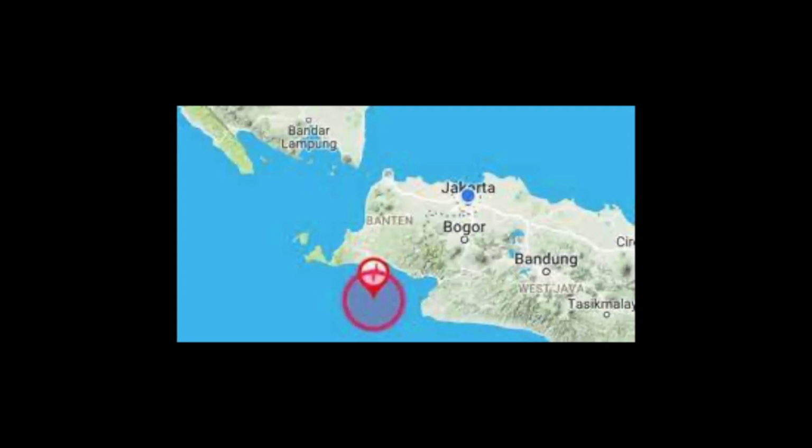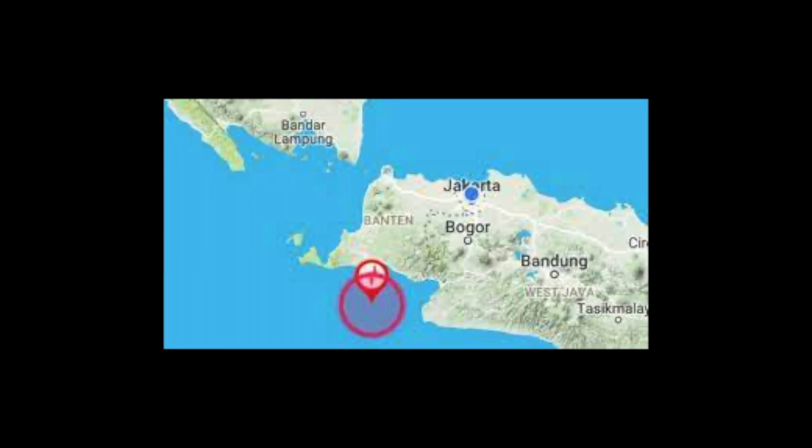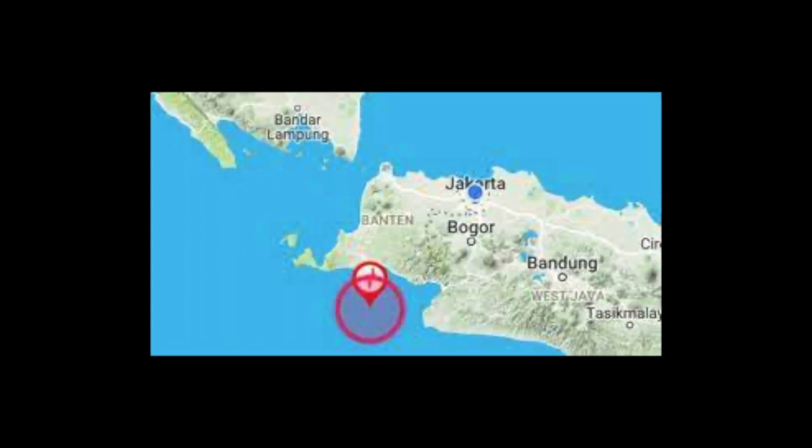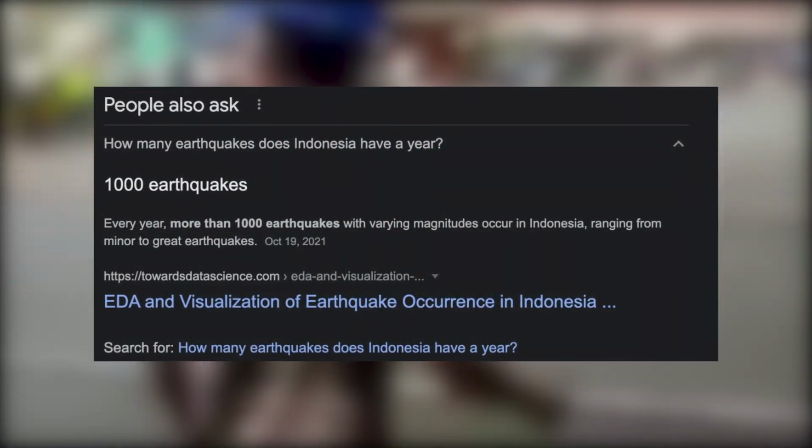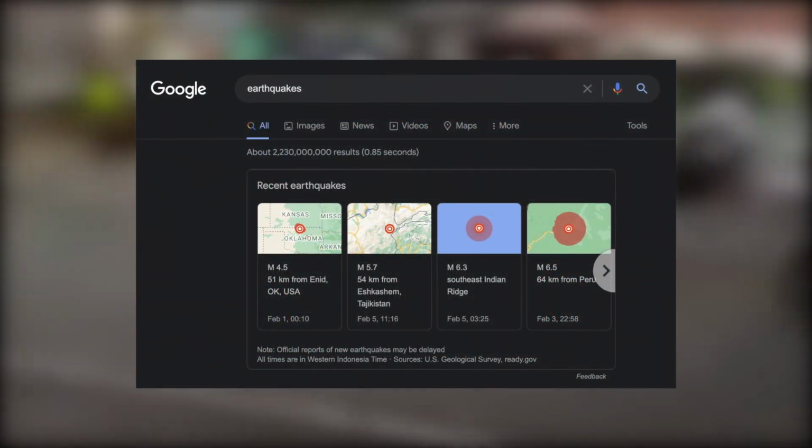Now let's talk about earthquakes. Earthquakes are probably something most of us experience at least once in our lives, especially here in Indonesia, being somewhat of a common occurrence with about 1,000 earthquakes happening every year on average. If you have ever heard of earthquakes that happen, whether it's from the news or by simply looking them up on Google, you've probably heard of something called the Richter scale.